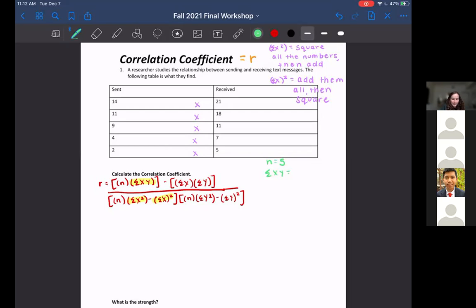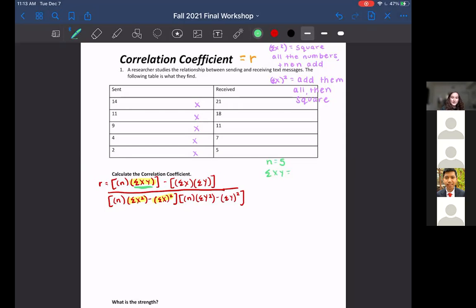Did anyone get a number yet? Can you repeat what the question was? Yeah, so we're just trying to solve for the sum of x times y. Okay, let's just work on it together.